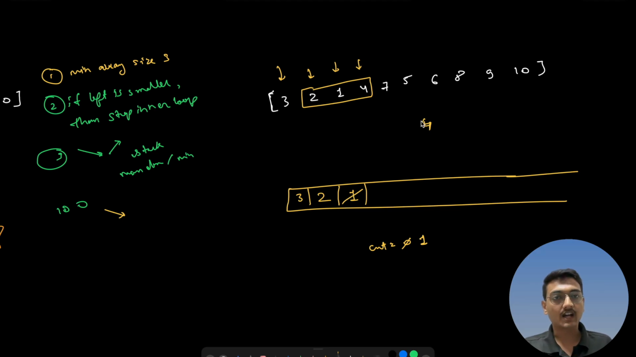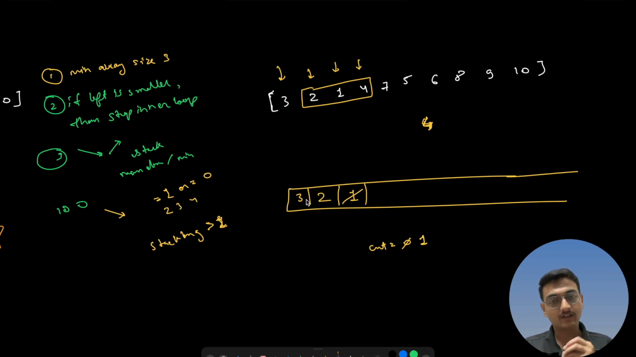I will again check. There are two conditions. First condition is whether stack length is greater than 1. If length is equal to 1 or length is equal to 0, I won't check. But if length is greater than or equal to 2 or 3 or 4, I will check. I will keep checking. Length is 2, so I will check.